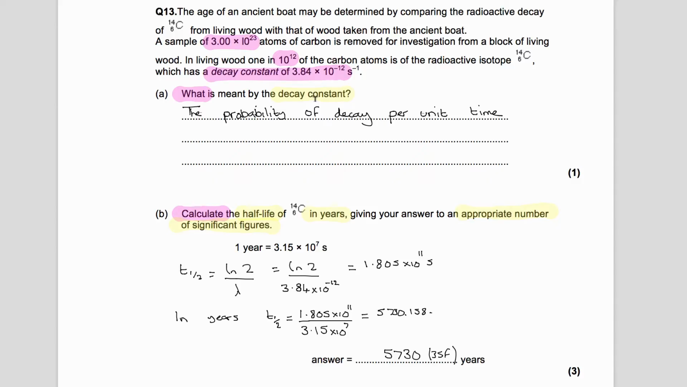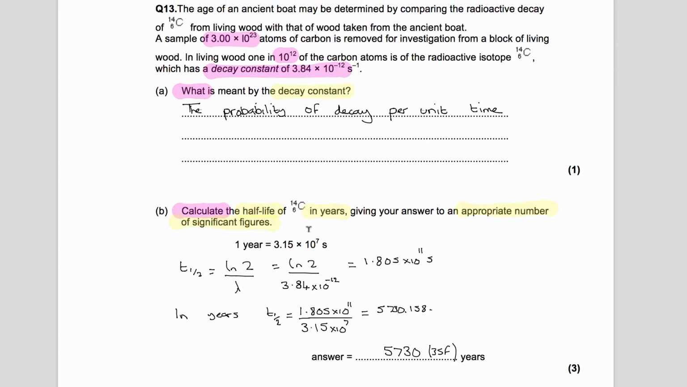This is a definition that you just need to learn. So the decay constant is the probability of decay per unit time. That's it. Try your best not to say per second, actually say per unit time. It's a better definition. But if you write that down, you get 1 mark.